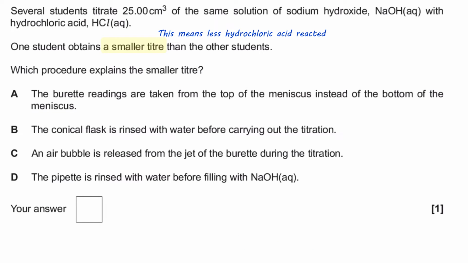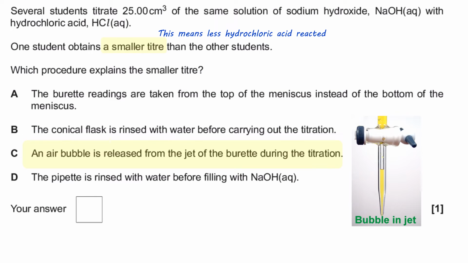Now let's look at what an air bubble means. Now, an air bubble is released from the jet of the burette. If you have an air bubble, as you empty the burette, that air bubble is pushed out. Now what that means is the air bubble will make the height of liquid in the burette appear a little bit more. In the first reading, you empty the burette a bit, the liquid comes out, takes the air bubble with it. The air bubble doesn't affect the second reading.